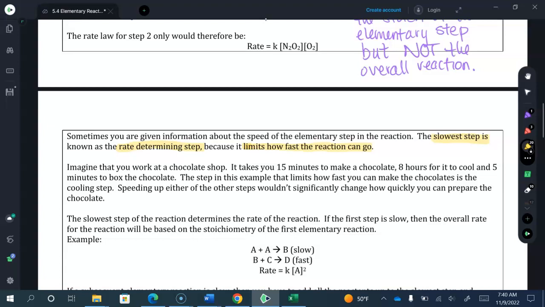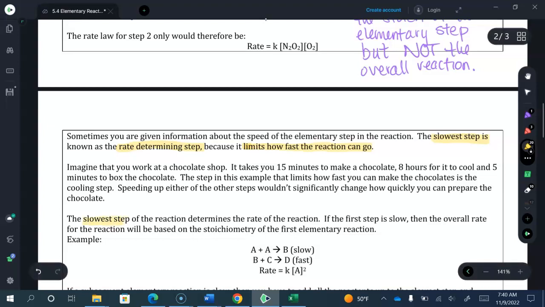Imagine that you work in a chocolate shop. It takes you 15 minutes to make chocolate, 8 hours for it to cool, and 5 minutes to box it. The step in this example that limits how fast you can make the chocolate is the cooling step. You can't really speed it up, it has to actually cool. And speeding up the other 2 steps, making the chocolate or boxing the chocolate, doesn't impact how long that reaction takes significantly. So you are always limited by the slowest step.